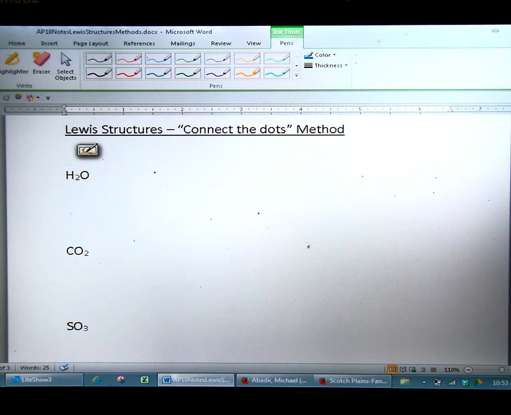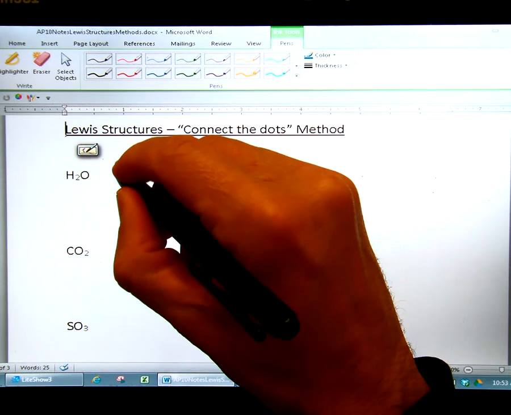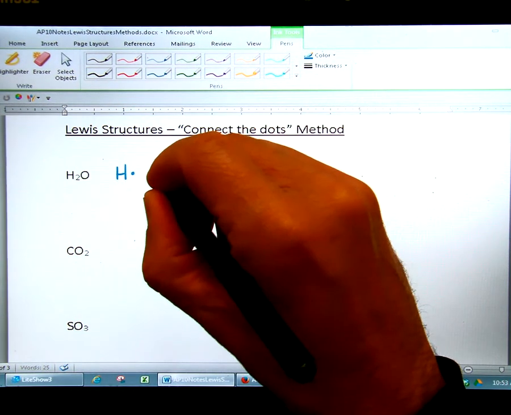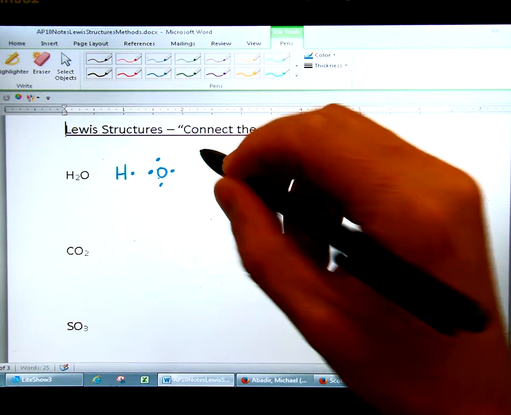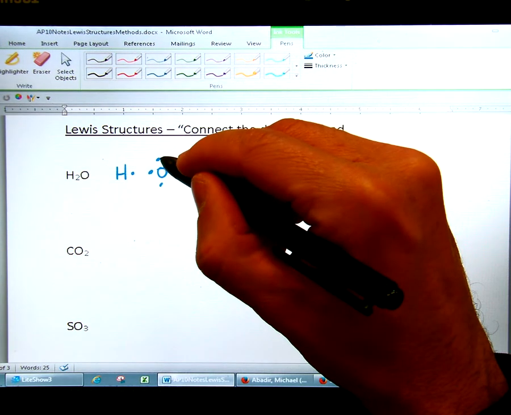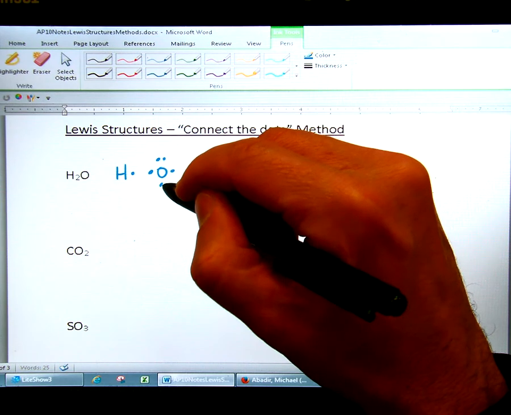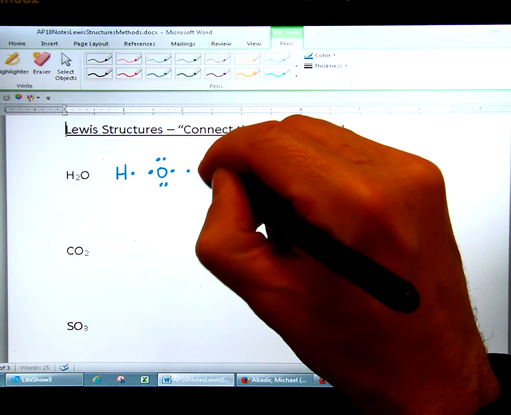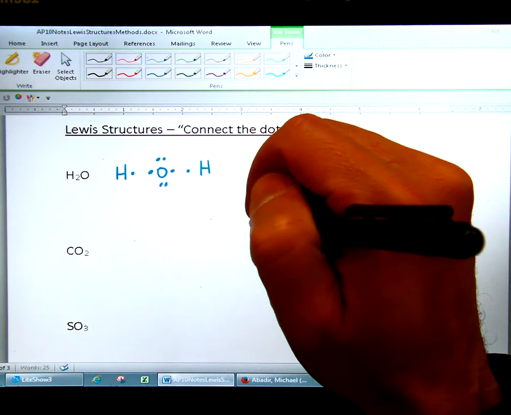In this video, we're going to be learning how to draw Lewis structures using the connect the dot method. With this method, you'd write an atom of each element with the correct number of valence electrons that it has. Remember to go around it 1, 2, 3, 4. Then if you have 6 valence electrons for oxygen, you would make another one there and there, let's say. And try to keep the single electrons in between the atoms so you can connect them.